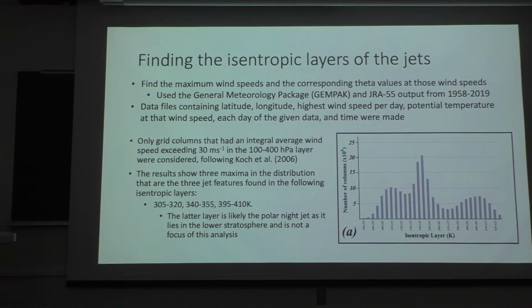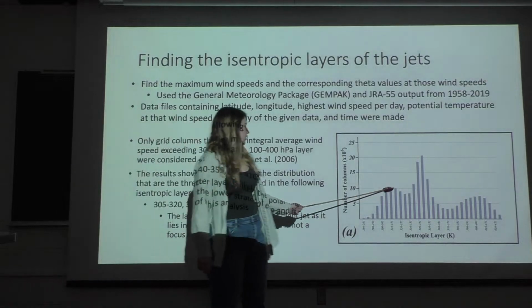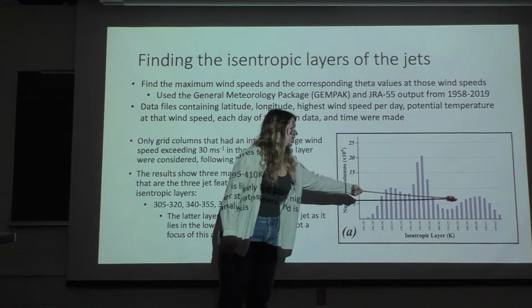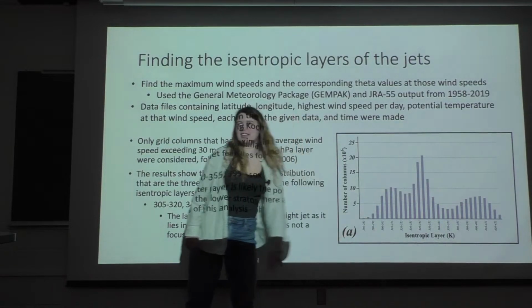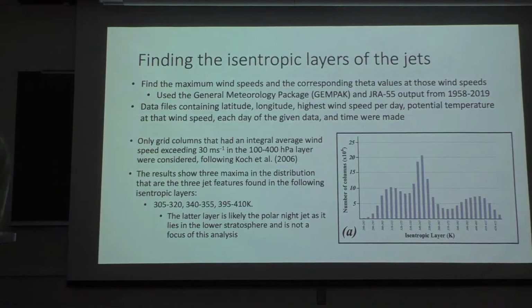2006. The results that we got show 3 maxima in the distribution that are the 3 jets following these isentropic layers: 305 to 320, 340 to 355, and 395 to 410 Kelvin. And you can see these here in these humps. But this last one here is most likely the polar night jet, and as it lies in the lower stratosphere, it is not a focus of this analysis.